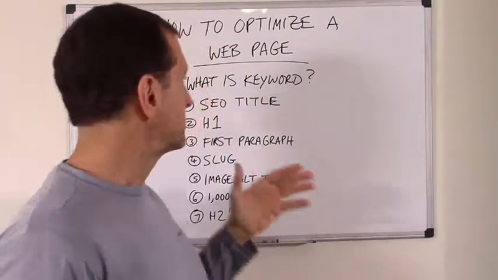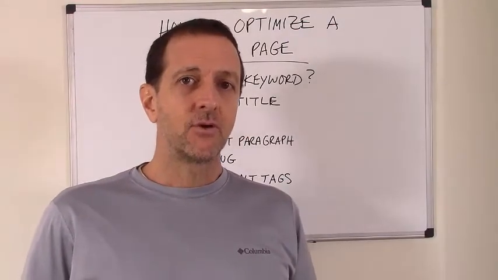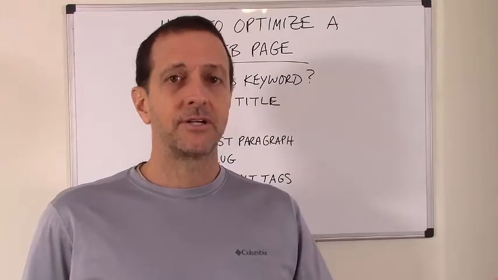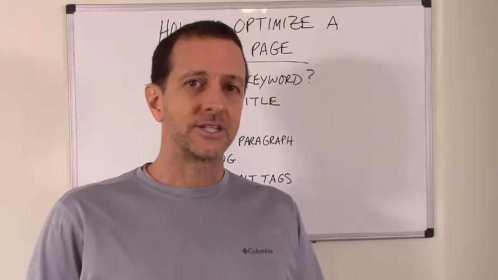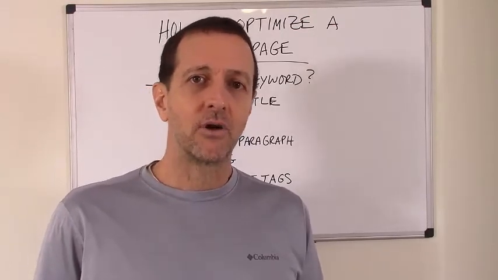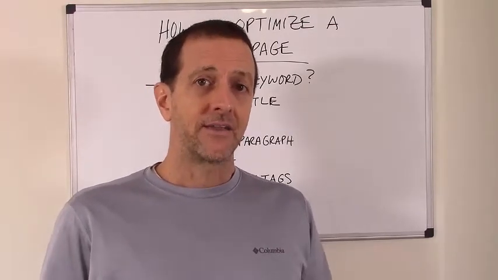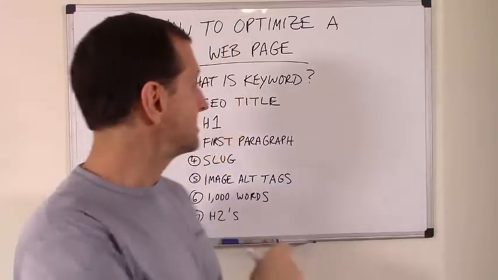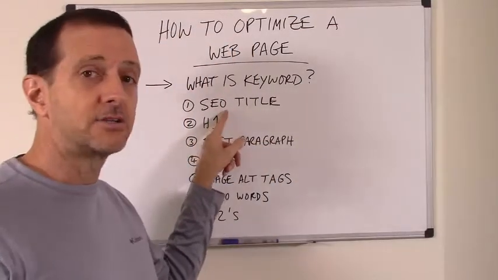The first thing you want to determine is what is your keyword. Now, if you're a local business, if you're a plumber, say in Dallas, then your keyword is going to be Plumber Dallas, because this is the search that you want to be found for. If you're a caterer in Portland, then your keyword is going to be Caterer Portland. Now the goal here is to get your keyword into each of the 7 things I'm about to talk to you about. First is the SEO title.